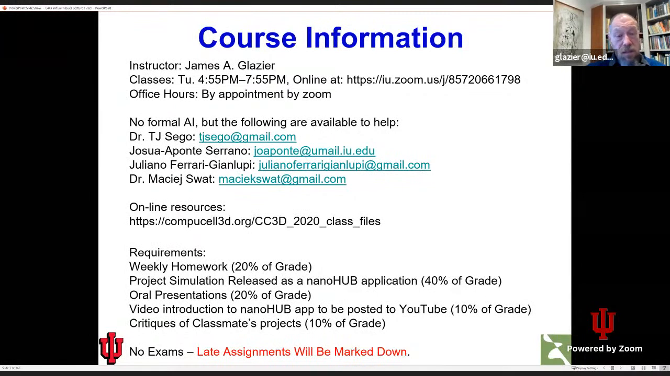So to some extent, this could be a self-taught course if you wanted to, although it could certainly be improved. The requirements for the course, if people want to know about that, are going to be some homeworks. There may be slightly fewer this semester than in previous versions of this course. The main project will be a project simulation, with documentation for it, which will be released on Nanohub as a publicly available, usable software package. That's going to be the main project.